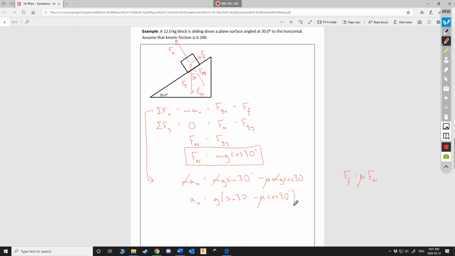Let's plug in. So we have sine 30 minus 0.2, which is our coefficient, times cos 30, times 9.81. We get an acceleration of 3.21 meters per second squared.